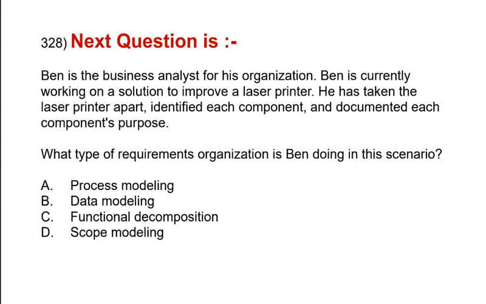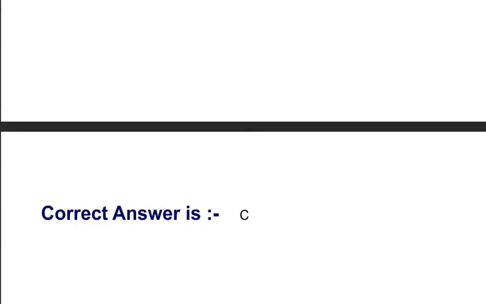Question is Ben is the business analyst for his organization. Ben is currently working on a solution to improve a laser printer. He has taken the laser printer apart, identified each component and documented each component's purpose. What type of requirements organization is Ben doing in this scenario? Option A, process modeling. Option B, data modeling. Option C, functional decomposition. Option D, scope modeling. Correct answer is option C.